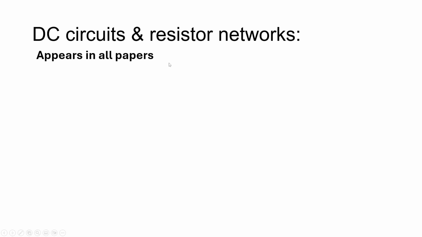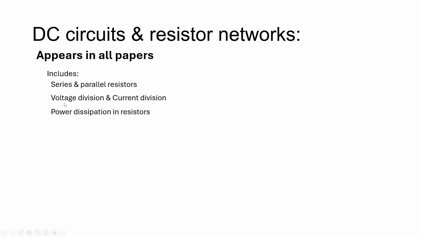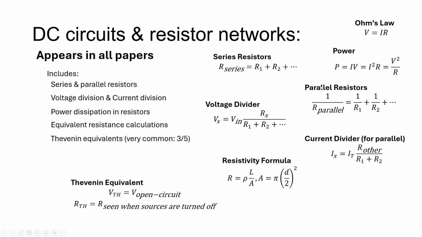This has appeared in literally every single paper that they've given us, right? Unsurprising because it's the first lecture, not the point. But this includes series and parallel resistors, voltage division and current division, power dissipation in resistors, equivalent resistance calculations, and then Thevenin equivalence. These are all the equations you need to know. Most of them are pretty standard that you should know.